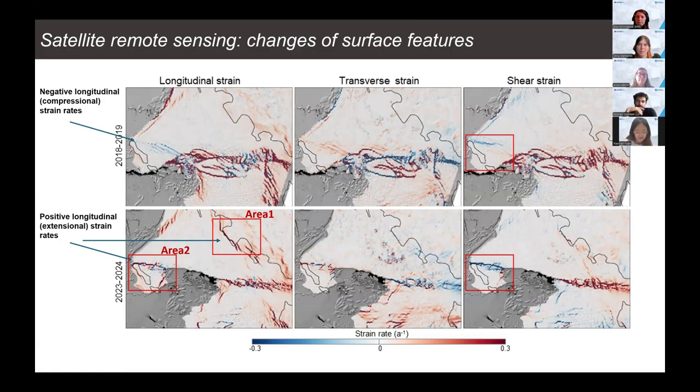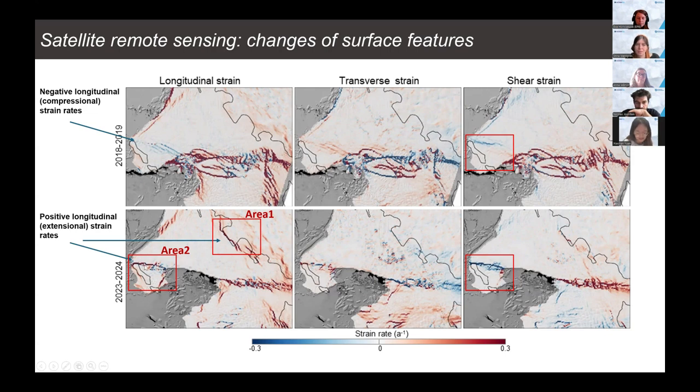Here, the positive longitudinal strain rates indicate extension, which is typically associated with the formation and the widening of crevasses. And then near the grounding pinning point, the longitudinal strain rates were negative in 2019, and this negative strain rate indicates compression, suggesting that the pinning point was resisting the upstream ice, preventing a strong backstress effect to the ice shelf.